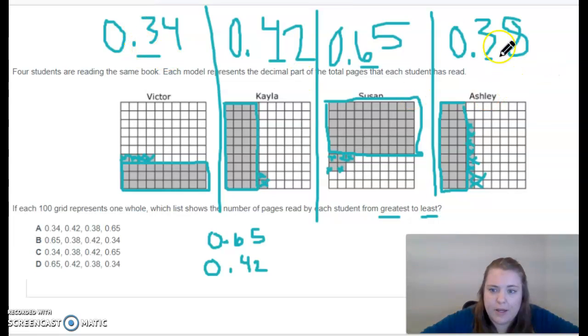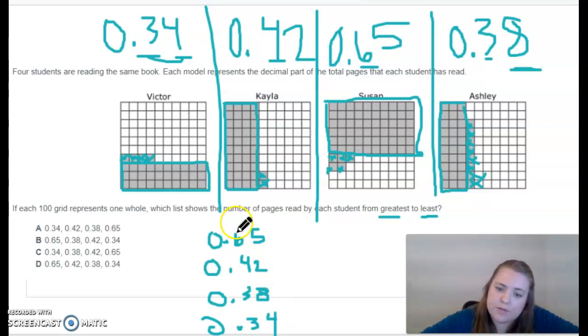And then let's see, Victor and Ashley both have a 3 in the tenths place, so let me look at that hundredths place. So then 8 is going to be larger than 4, so 0 wholes and 38 hundredths, and 0 wholes and 34 hundredths. So 65, 42, 38, then 34. So the answer would be D.